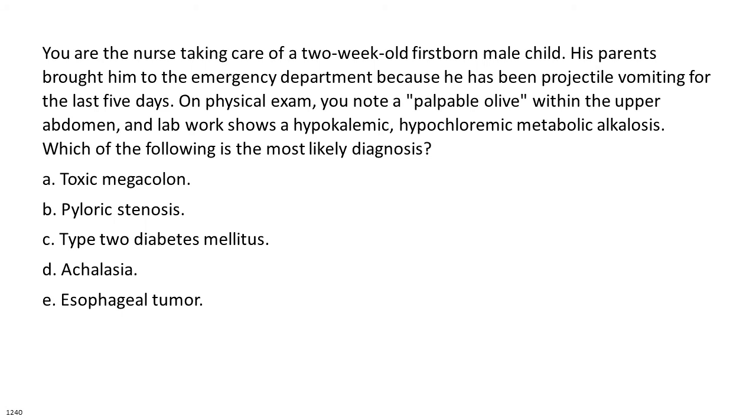You are the nurse taking care of a 2-week-old firstborn male child. His parents brought him to the emergency department because he has been projectile vomiting for the last 5 days. On physical exam, you note a palpable olive within the upper abdomen, and lab work shows a hypochloremic metabolic alkalosis. Which of the following is the most likely diagnosis? A. Toxic megacolon. B. Pyloric stenosis. C. Type 2 diabetes mellitus. D. Achalasia. E. Esophageal tumor.